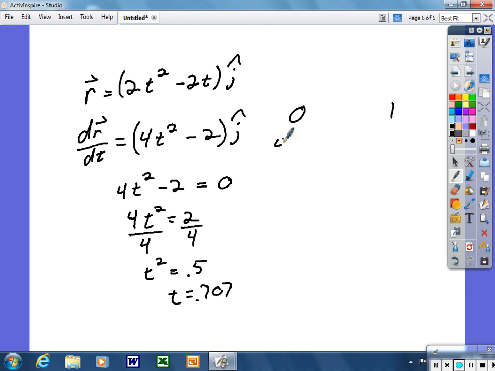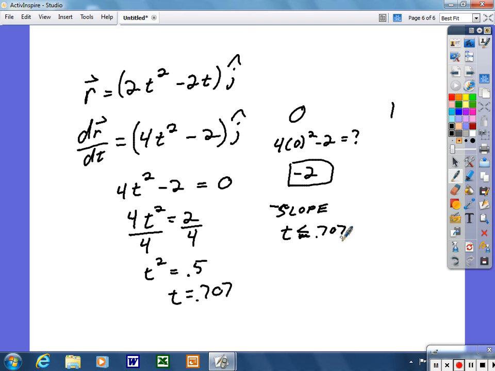So 4 times 0 squared minus 2 equals negative 2. The sign is negative, so therefore we have a negative slope for all t less than 0.707. Alright, so then we'll try 1 over here. For 4 times 1 squared minus 2, 4 minus 2 is 2, which is positive, telling us we have a positive slope here.